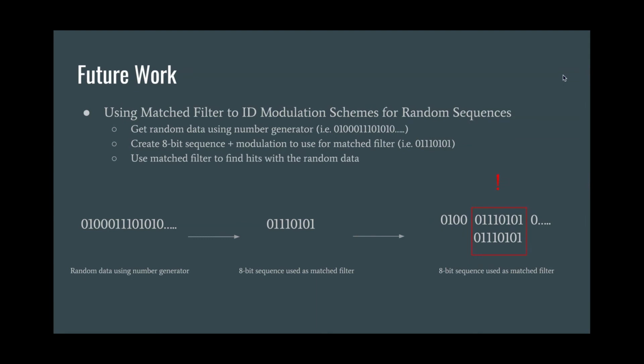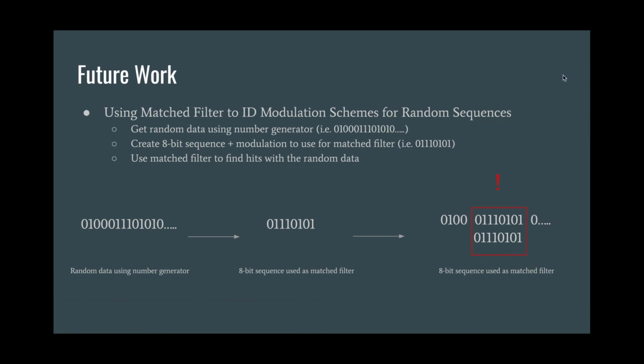So as for our future goals for this project, one of them is using a matched filter to identify the modulation schemes for random sequences. The way this would work is we would generate random data using the linear feedback shift register that Jacob talked about. This would be a very long string of randomized bits consisting of zeros and ones, as shown here. Then we create a specific 8-bit sequence in modulation to use as a matched filter, as shown here. And essentially what we would do afterwards is traverse the random data and use the matched filter to find hits within the random data string.